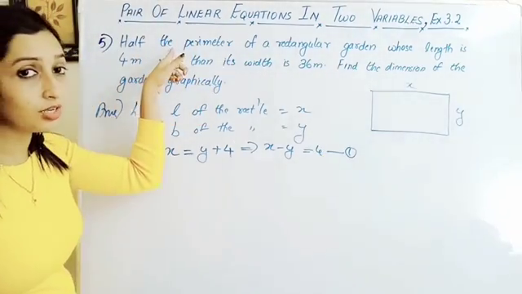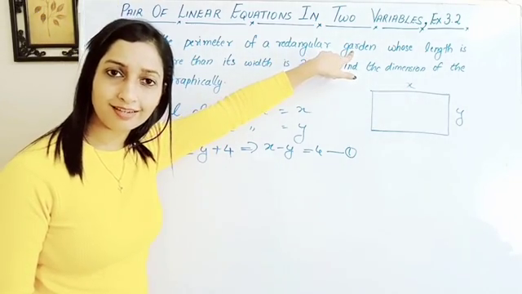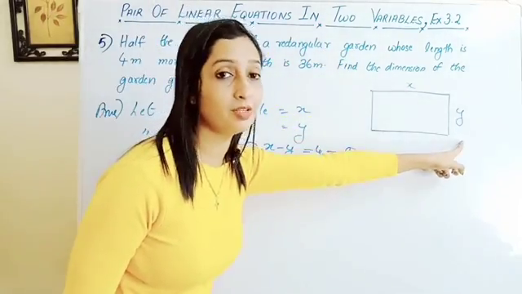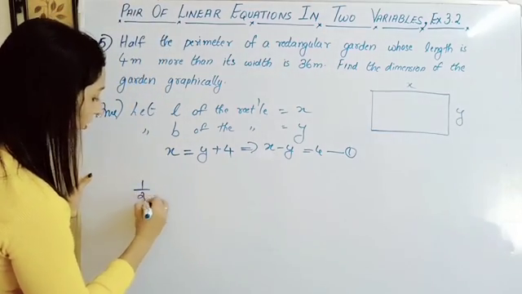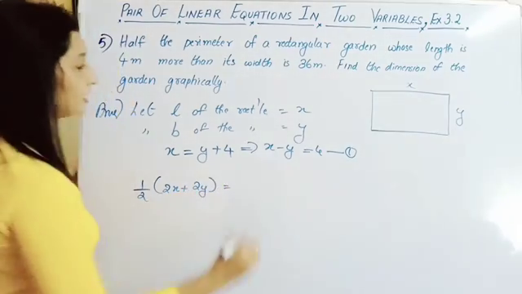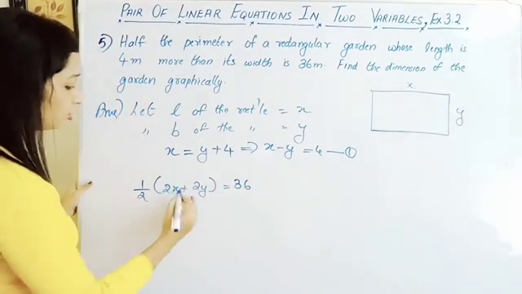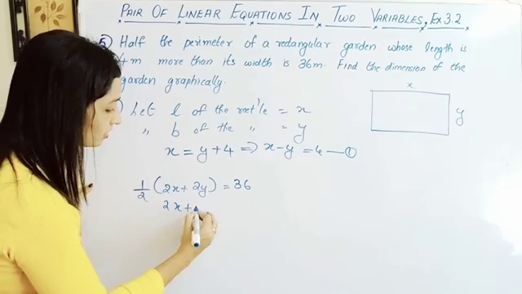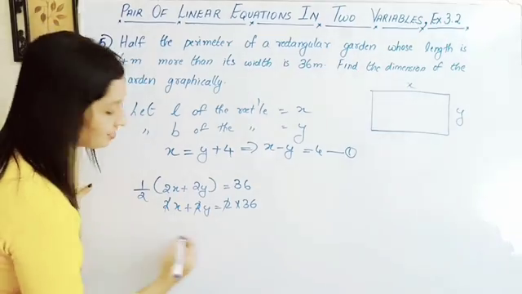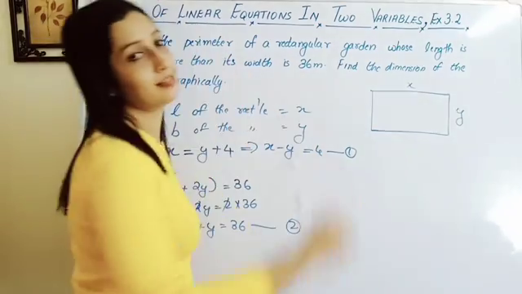Now, what is the other condition given? Half the perimeter of the rectangular garden. What is the perimeter of the rectangular garden? It is 2 into (L plus B). So, here our length is x and breadth is y. So, half the perimeter, which is 2x plus 2y, is given as 36. So this can be written as 2x plus 2y equals 2 into 36. 2 gets cancelled, which implies x plus y equals 36, which is our second equation.